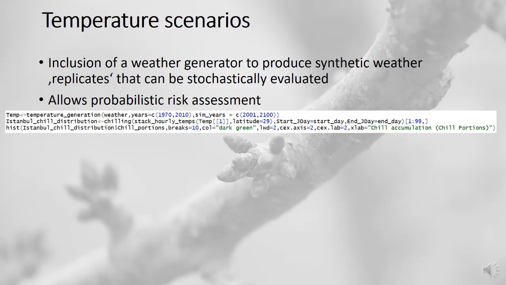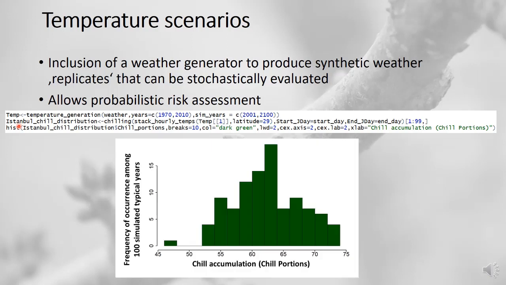The calls get a little bit more complicated here. I'm not going to go through them in detail, but I'll show you a little bit anyway. So what you see here is really, once again, a one-liner. It's temperature generation. That's what the weather generator does. And then based on the weather that comes out of this, once again, we're applying the chill function and then showing a histogram of the chill distribution that we've observed in Istanbul. And this is what comes out of this.